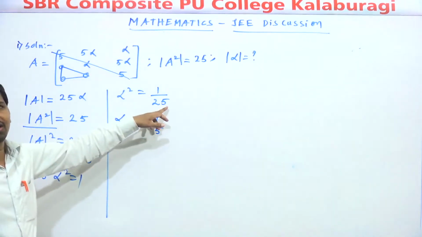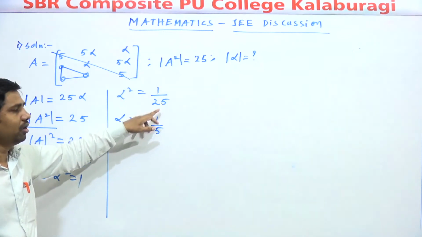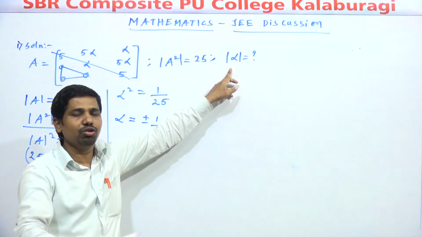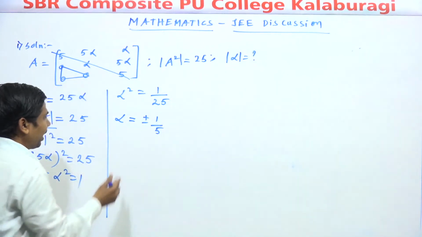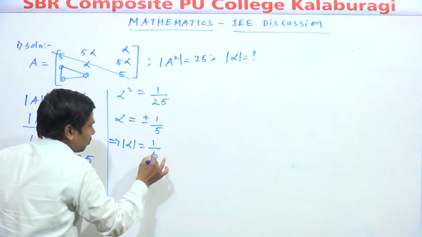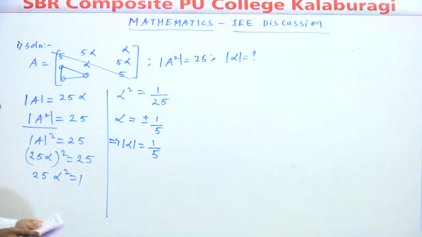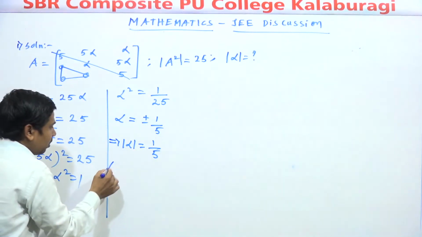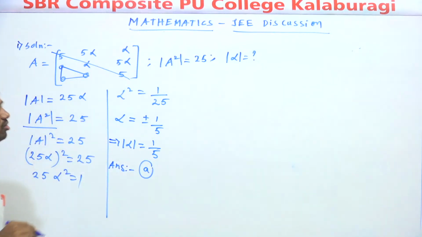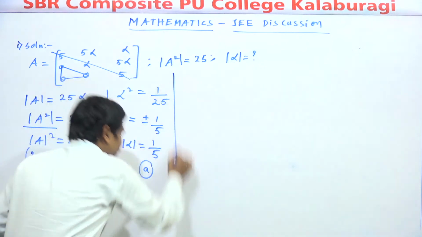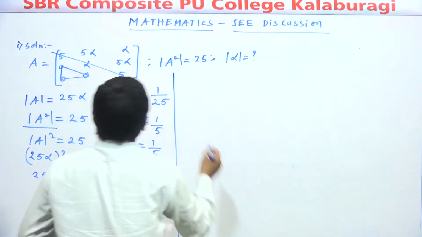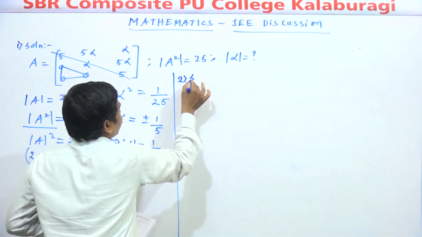Because if you take the square root, what is the square root of 25? 5 it is. But he is asking for the modulus of alpha, which means it should be positive. This implies the modulus of alpha is equal to plus 1 by 5. Which option is it? Your first option. Answer A is correct. So this was for the first question. Now let us go for the second question.